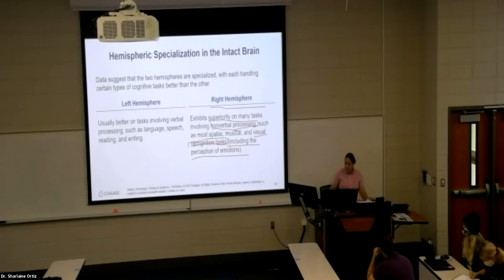Any questions about the case of this gentleman in which when presenting images on his right side, he was able to list them because the information is processed on the left side of the brain, which is in charge of language. However, when that information was presented on his left side, which means that the right hemisphere will have that involvement, he was unable to verbally state it, but he was able to draw it. So any questions about that?